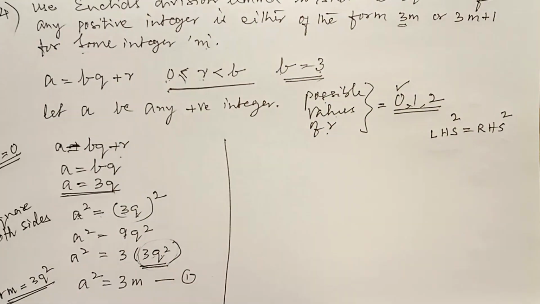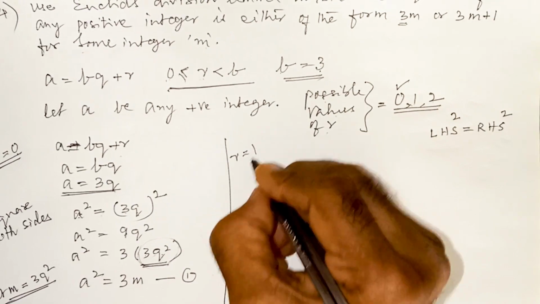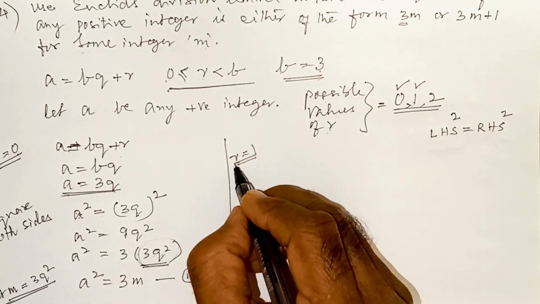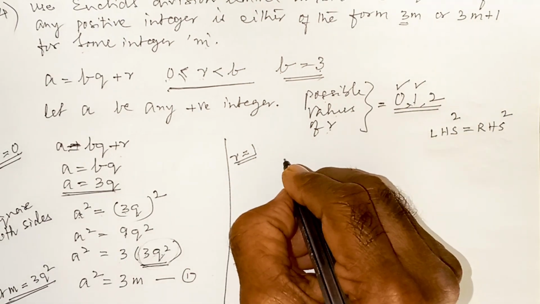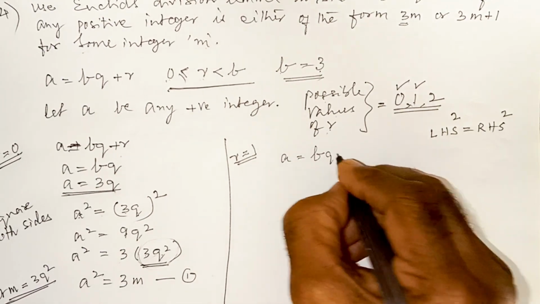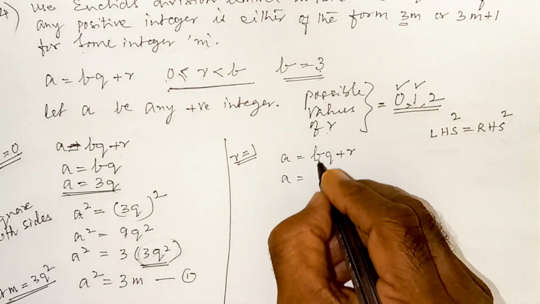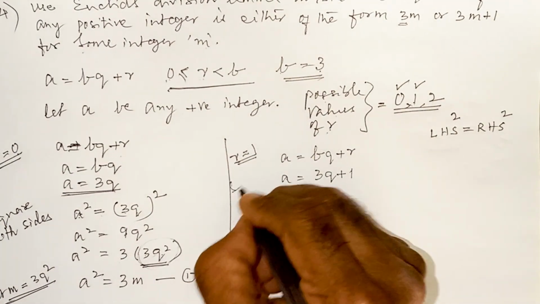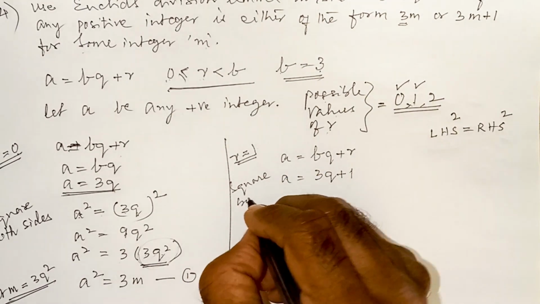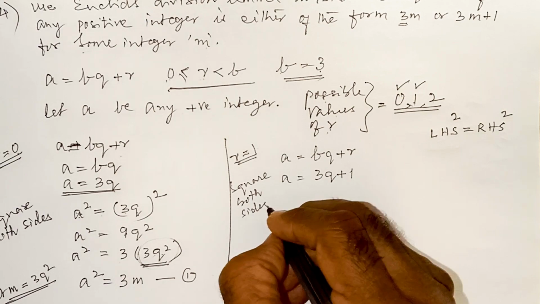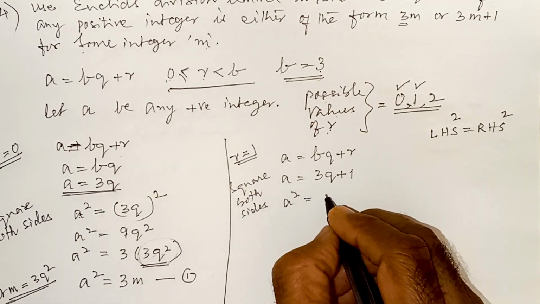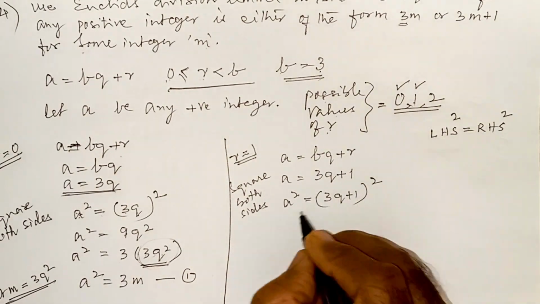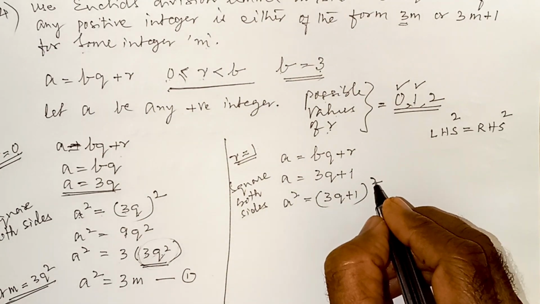The second observation is when the r value is taken as 1. Put this value in our equation bq plus r. a is equal to 3q plus 1, where b is 3, q is written as it is, and this is 1. Now you have to square both sides. Then this becomes a square equals 3q plus 1 whole square. Please remember, put the brackets for the RHS and then square it.